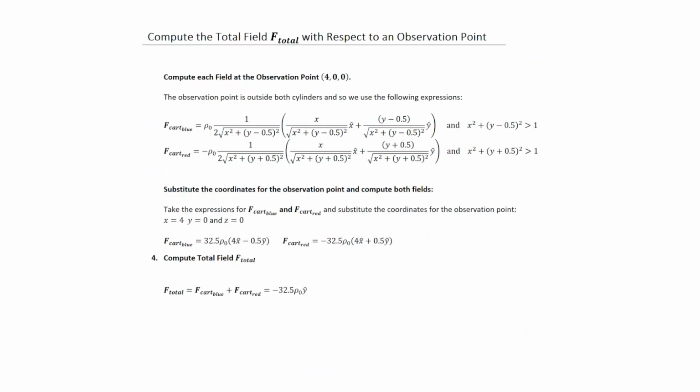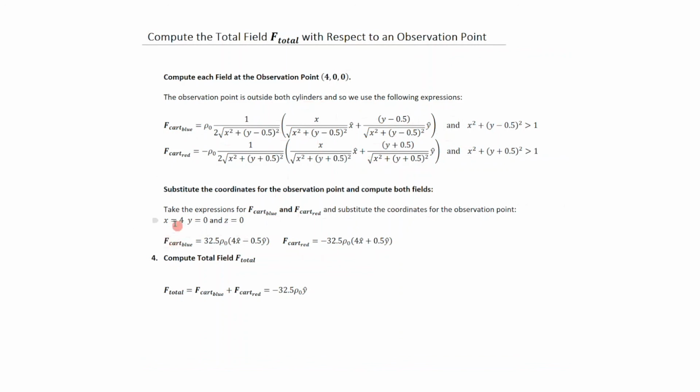All right, we're going to compute now the field at the observation point. We set it up such that it's an arbitrary point, and so now we can decide what x, y, and z are. The observation point was 4, 0, 0, which means x equals 4, y equals 0, and z equals 0. We make these substitutions into both of the expressions. By the way, since the point 4, 0, 0 is outside both cylinders, both of these conditions are external to both cylinders, and so these are the two field values that we'll be using in computing the total field.